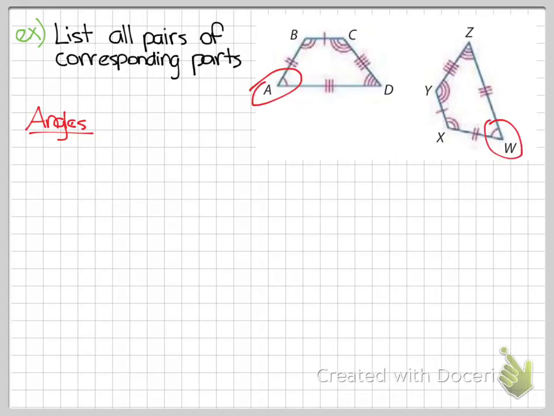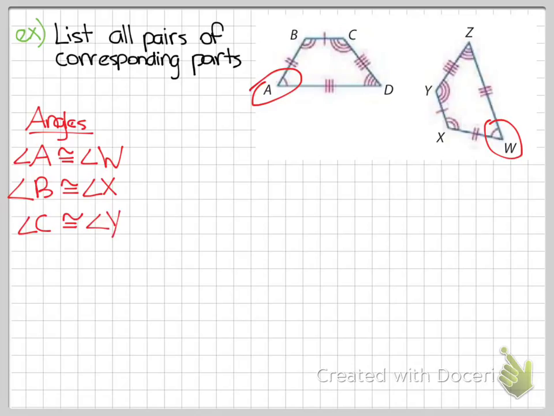So A pairs with W, because they both have 1 mark. So angle A is congruent to angle W. And here we don't have a congruent statement to help us. All we can go by is the marks. Likewise, angle B is congruent to angle X because they both have 2 marks. Angle C is congruent to angle Y. They both have 3 marks. And angle D is congruent to angle Z because they both have 4. Alright, so that's all pairs of corresponding angles.